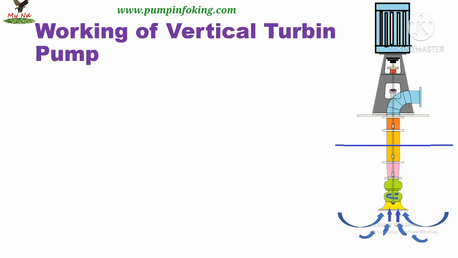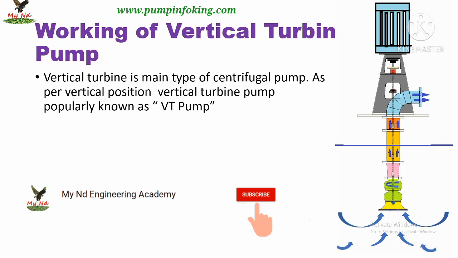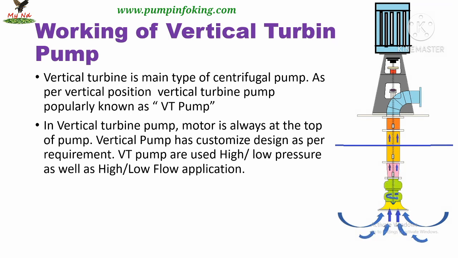Next is the working of the vertical turbine pump. This is the vertical turbine pump. A vertical turbine pump is a centrifugal type of pump. As per its vertical position, the vertical turbine pump is popularly known as the VT pump. In a vertical turbine pump, the motor is always at the top of the pump. A vertical pump has a customized design as per requirement. VT pumps are used for high and low pressure as well as high and low flow applications.